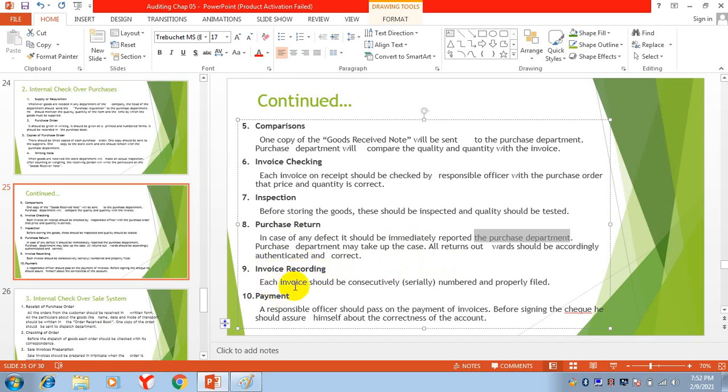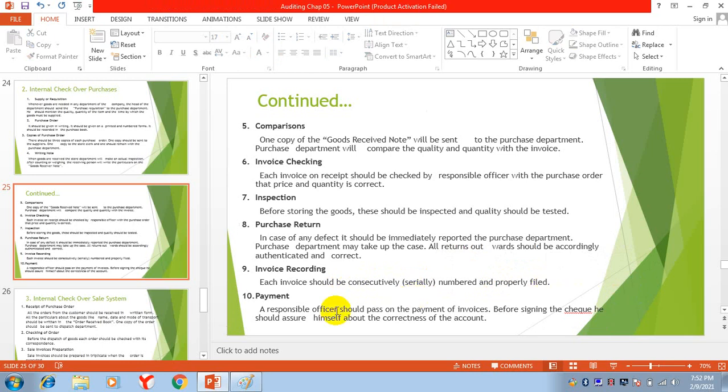Invoice recording. Each invoice should be consecutively numbered and properly filed. The invoices that are coming from the suppliers, you will properly number these invoices and properly file them in the organization, the company.